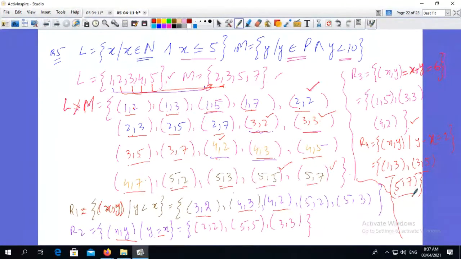The domain and range of R1: the first element is called the domain. So the domain of this is 3, 4, 5, and the range of R2 is 2, 3, again 2, 3, 2, 3 only.